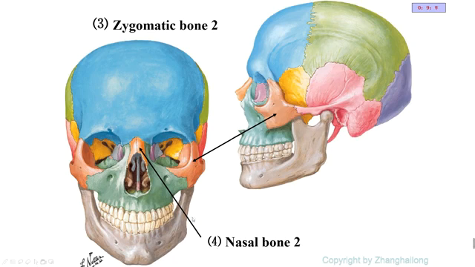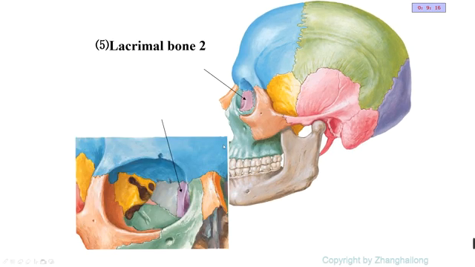The fourth one is the nasal bone, very easy, on the superior part of your nose. The fifth one is the lacrimal bone, on the medial wall of your orbit. It's the medial wall of the right orbit, and the medial wall of the left orbit.